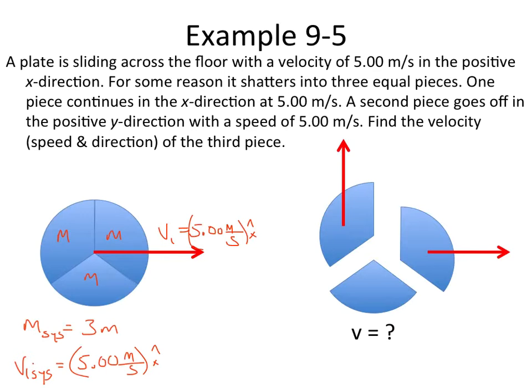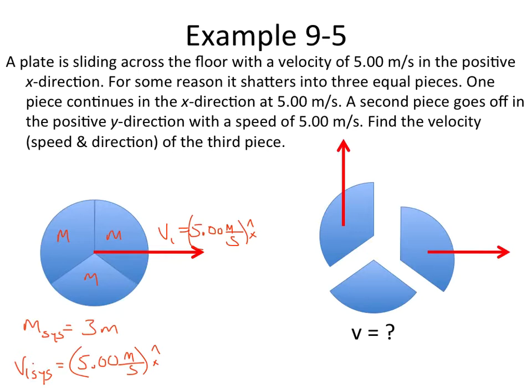So it's sliding across the floor. All the parts are together. They all have the same mass, and they're all moving in the same direction with the same velocity, so all the parts have the same momentum. But for some reason, the plate breaks apart. It shatters into 3 exactly equal pieces, which isn't very likely, but just say it happens.